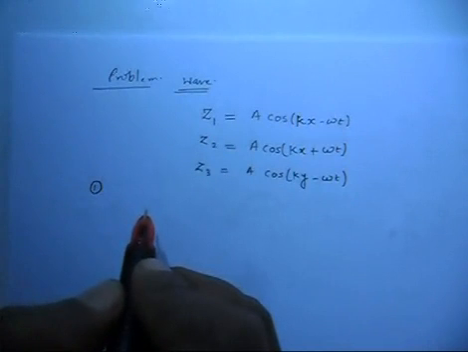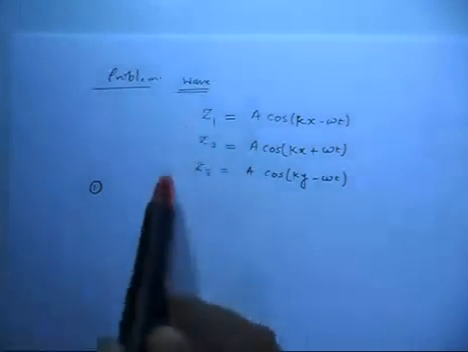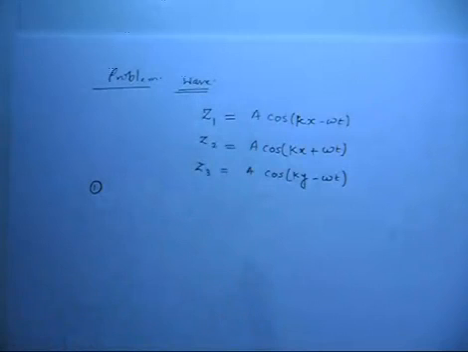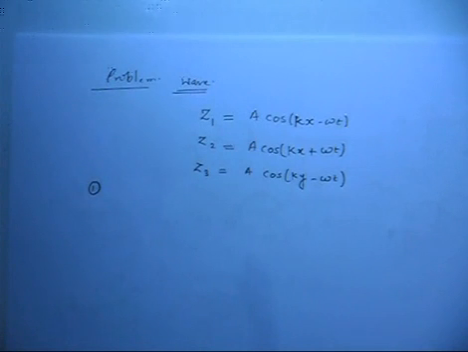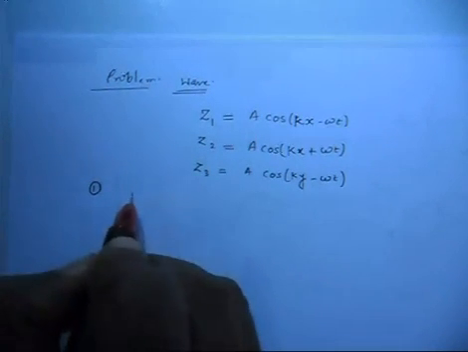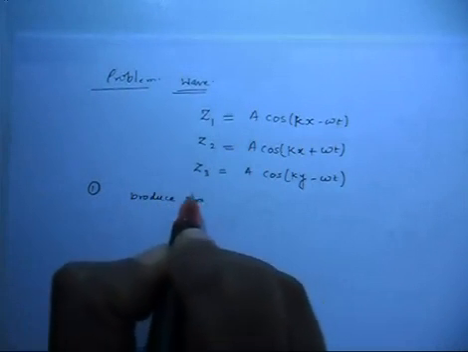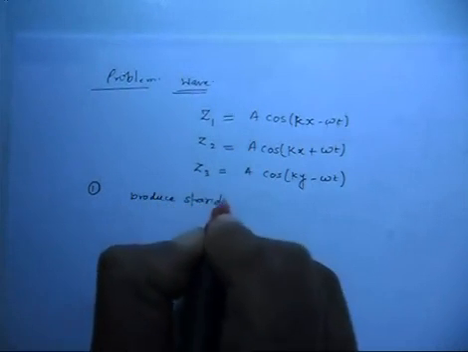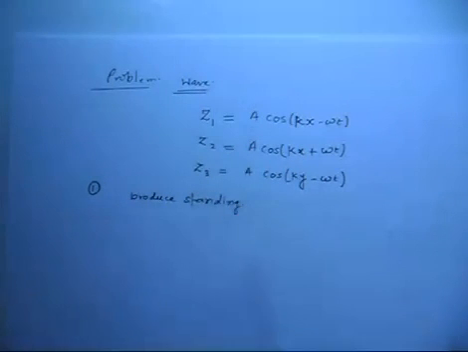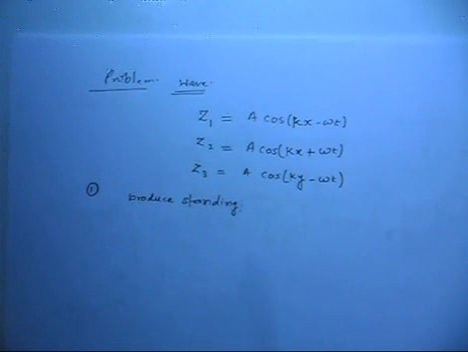Identify the combination of waves. There are three waves, and we have to identify the combination of waves which will produce a standing wave. So we have to find which two of the waves Z1, Z2, Z3 will combine and result in a standing wave. So what is the condition for a standing wave?